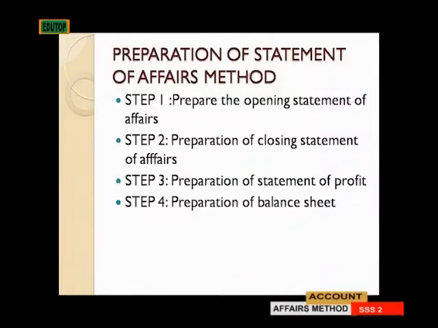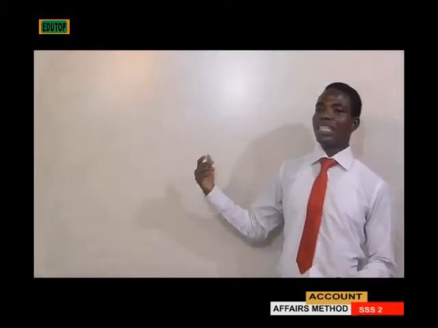Now we go to preparation of statement of affairs method. This relates to the opening of a non-profit making organization. I told you the other time that the statement of affairs, as we've done in non-profit, still applies to that of a single entry and incomplete records. So how do you prepare the statement of affairs method?